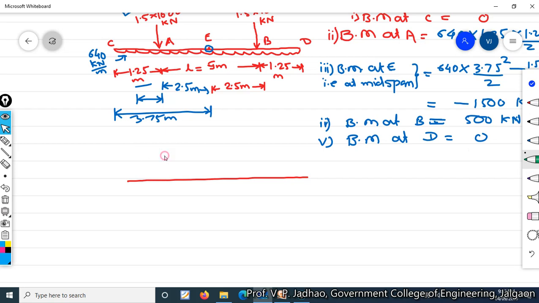Bending moment at point A is plus 500 kilonewton meter. Now bending moment at point B is again 500 kilonewton meter. Therefore draw here 500 kilonewton meter.